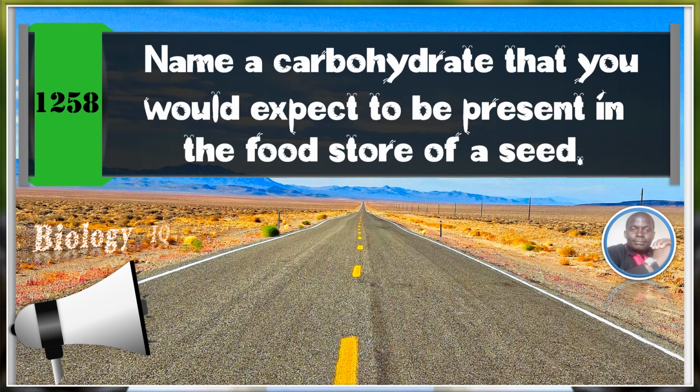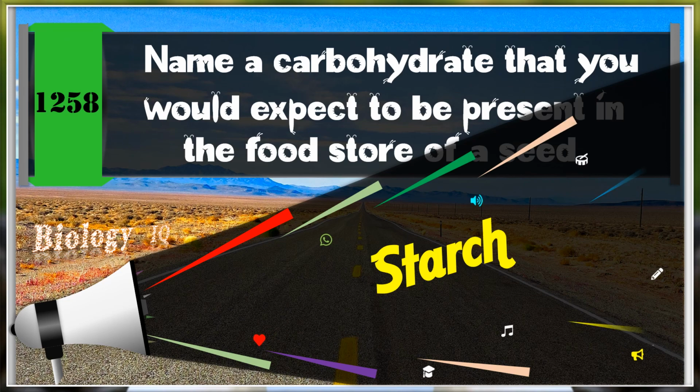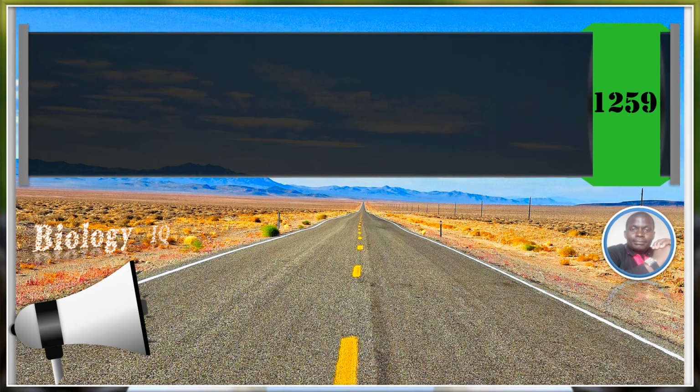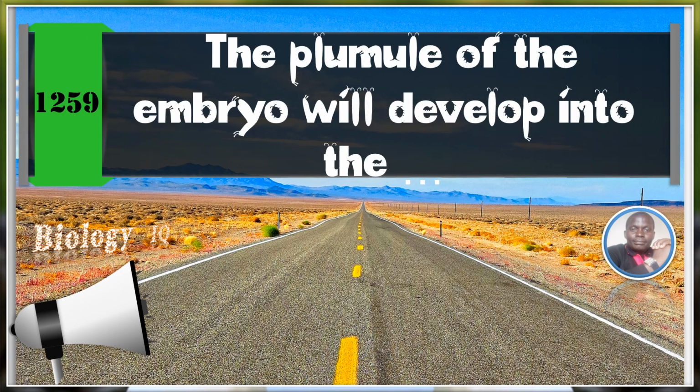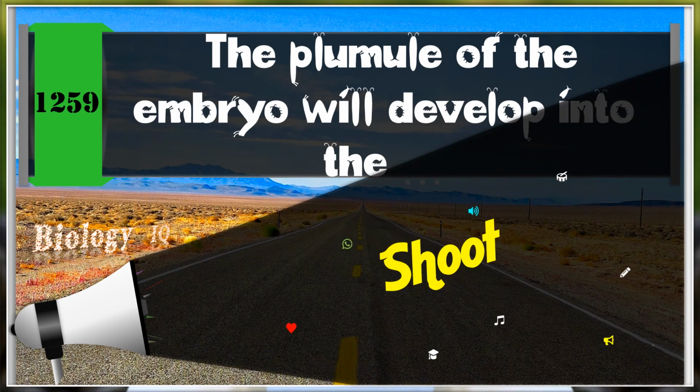Name a carbohydrate that you would expect to be present in the food store of a seed. Starch. The plumule of the embryo will develop into the shoot.